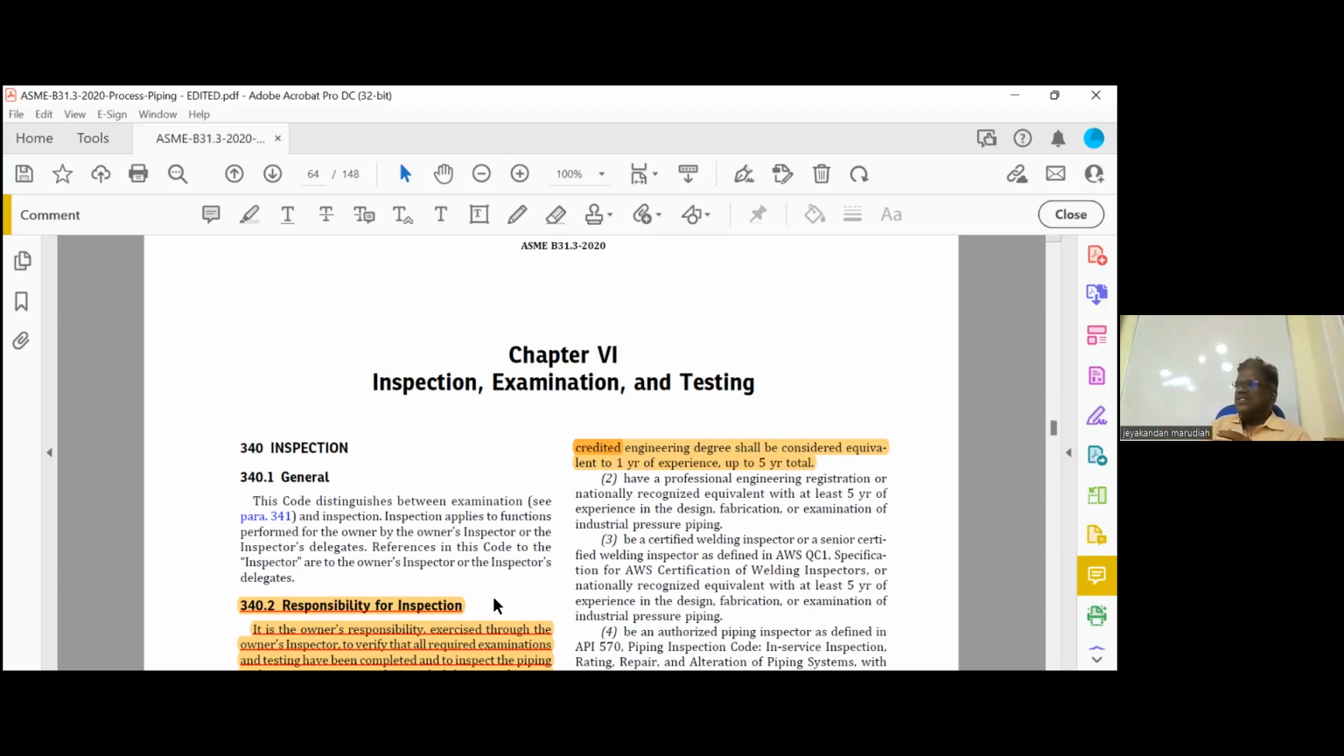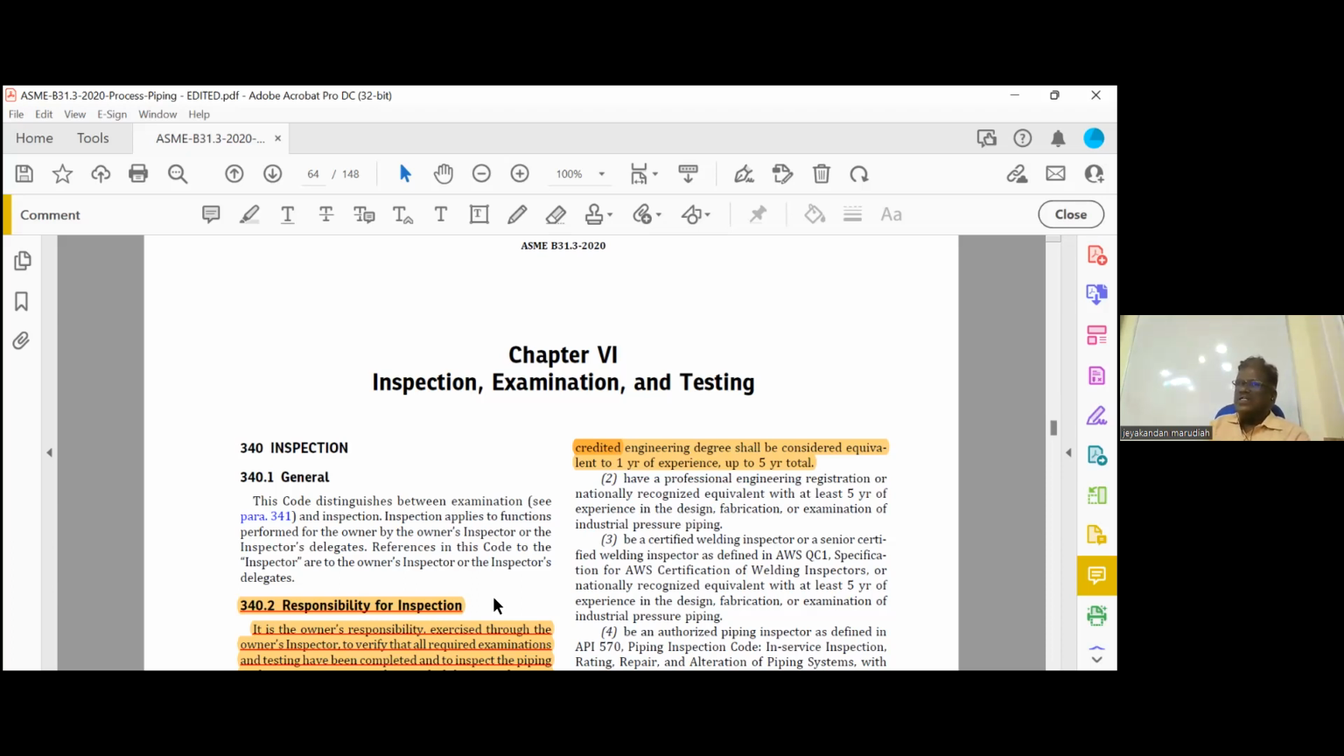Now, what is the acceptance criteria? Relevant linear indication is not acceptable. That means linear, with lengthwise dimension more than 1.5 mm. So any linear indication more than 1.5 mm is not acceptable. Rounded indication more than 5 mm is not acceptable.